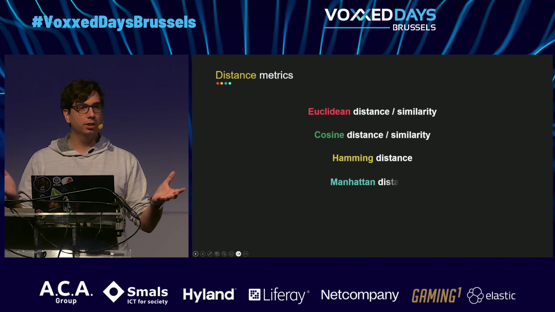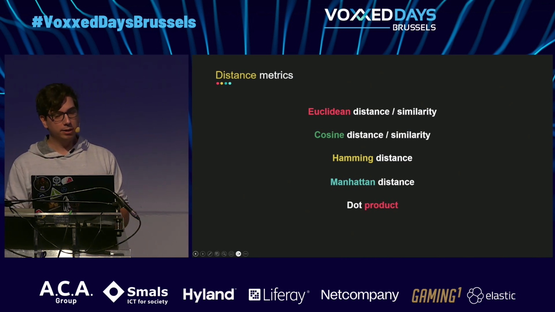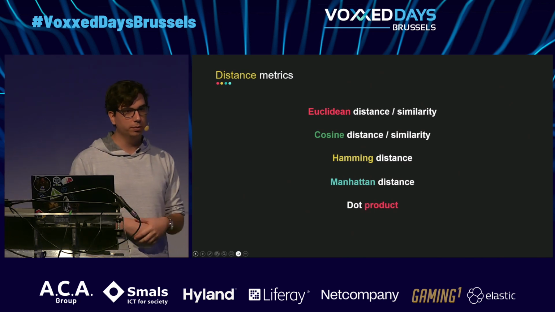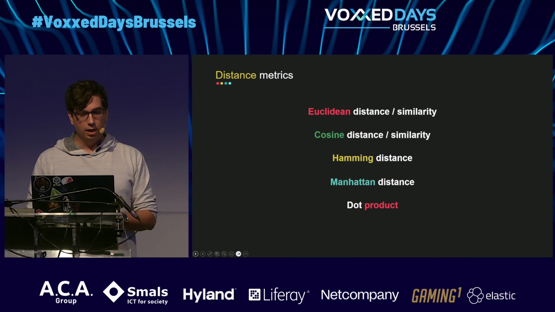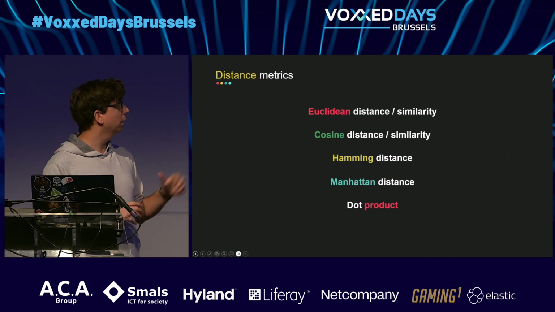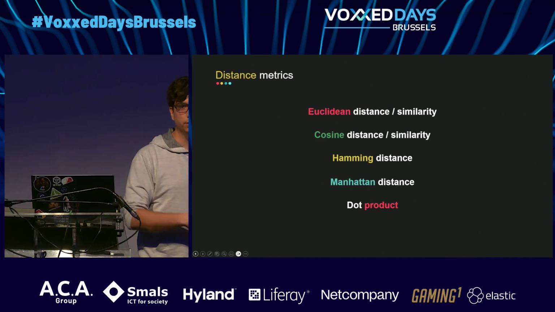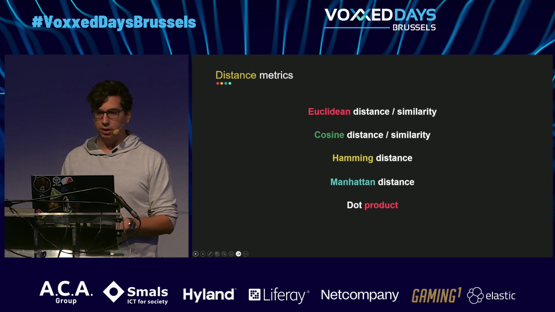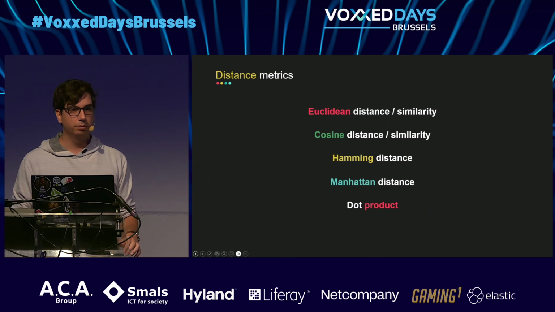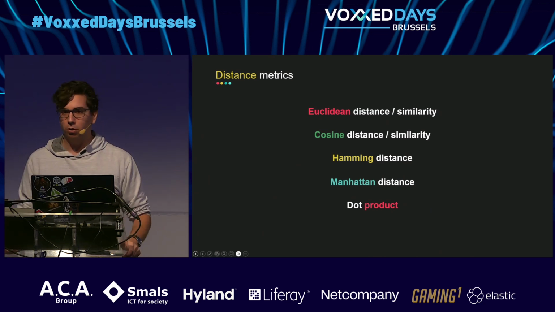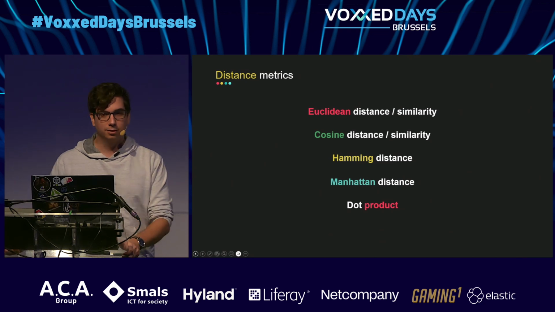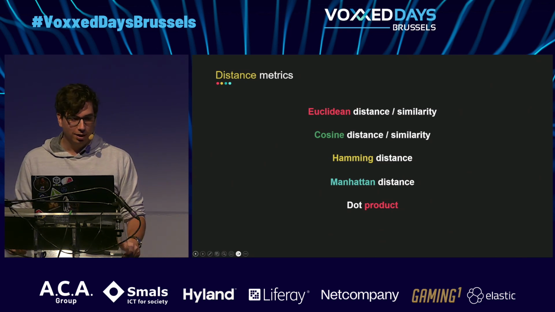And that happens with a so-called distance metric. So you can give up your distance metric for your database. Most of the time, they'll be using a Euclidean distance or similarity, and that is basically meters, centimeters, what you're used to. But it can be things like cosine distance, Hamming distance, dot product. You can even come up with your own distance metric, call it Alex distance, and hope it works.